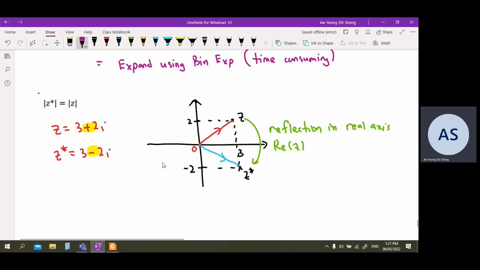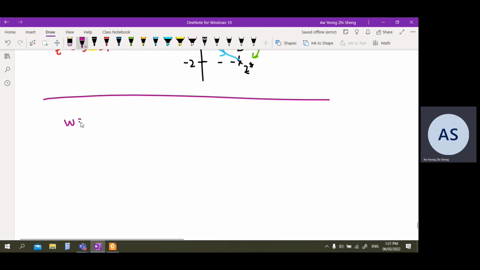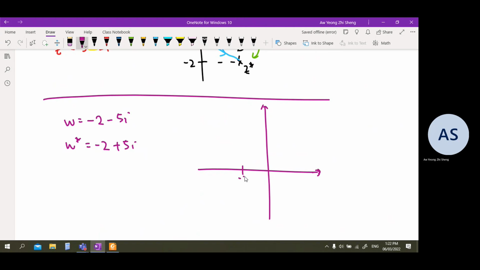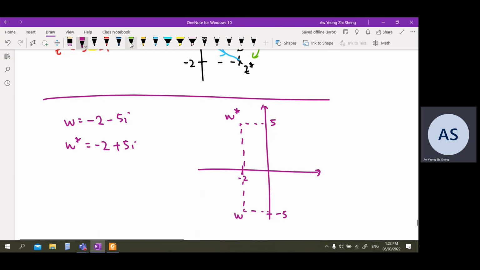Yeah, let me give you one more example. If I have, for example, w as negative 2 minus 5i, then w star is just negative 2 plus 5i. And so if I visualize it on the Argand diagram, that (-2, -5) is down here. And so this is my point w. My point w star will be above, with the same x coordinate, but my y coordinate now becomes plus 5. So again, this is just a reflection in the real axis.